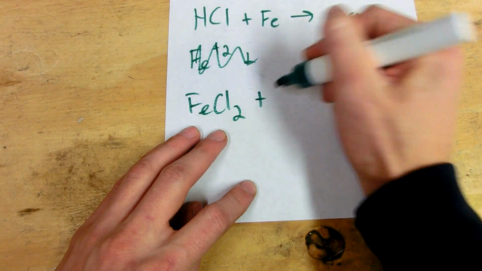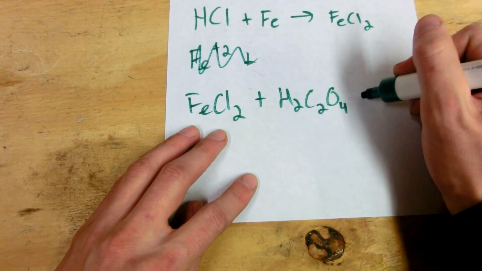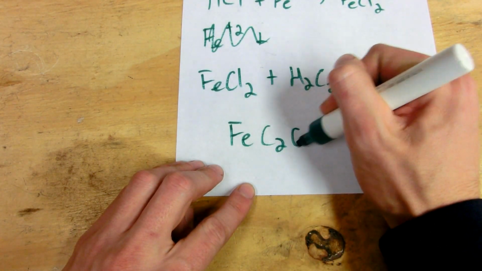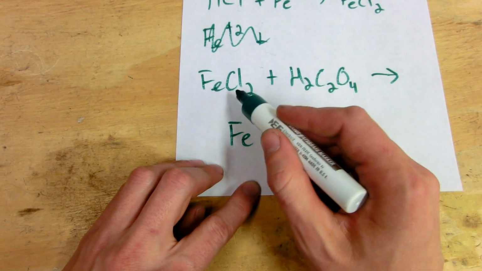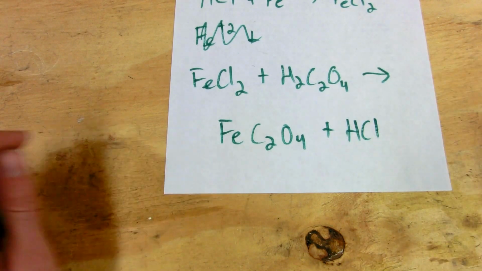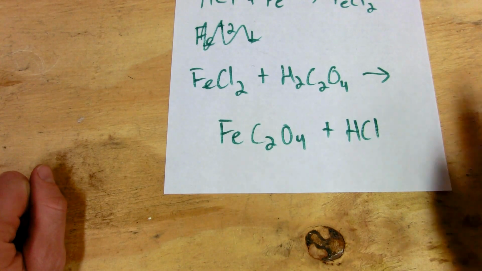Ferrous chloride plus oxalic acid is going to yield us iron oxalate. And what's left? 2 hydrogens and 2 chlorines. So we are going to yield hydrochloric acid. And that's about it.